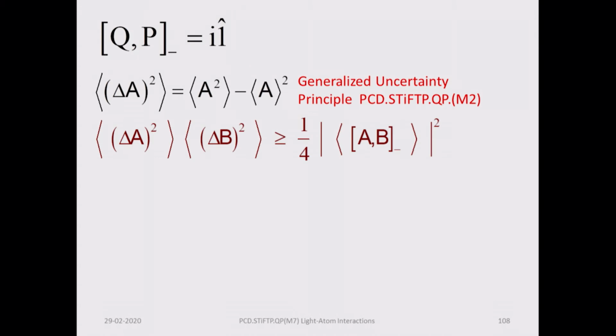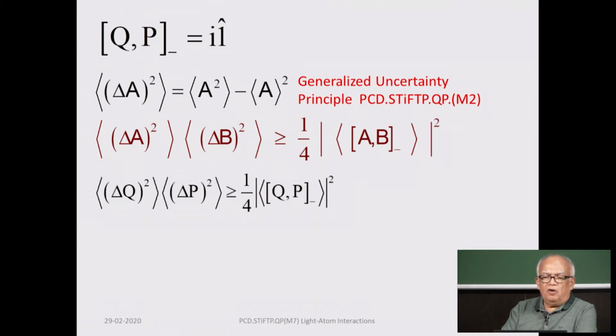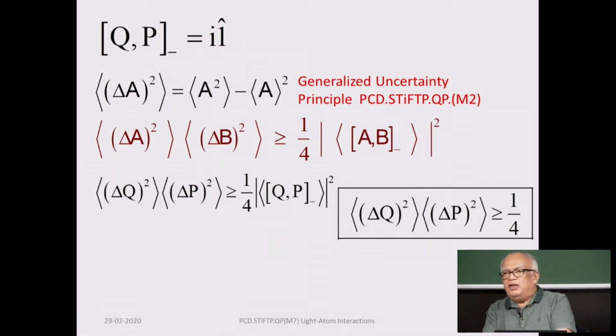We know from the uncertainty principle that the product of the uncertainties must be greater than or equal to 1/4 of the modulus square of the expectation value of the commutator of the two operators, right. So, now let us determine this for q and p, and since the commutator of q and p is of modulus 1, the product of these uncertainties is greater than or equal to 1/4, right.